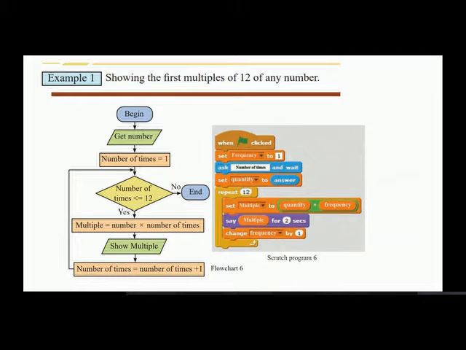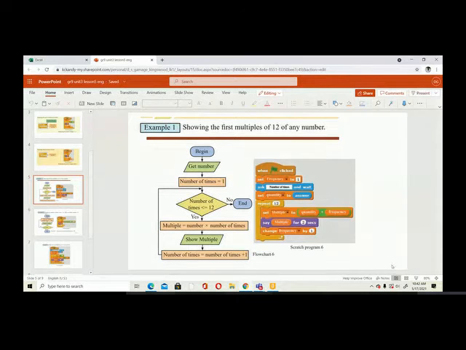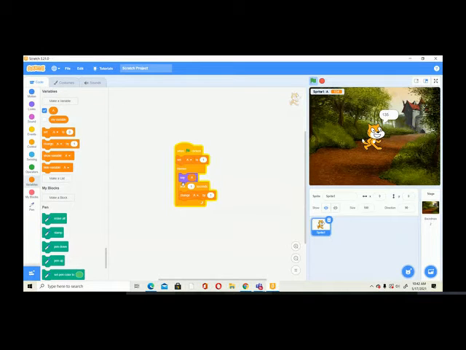So we need 1, 2, 3, 4 up to 12 number of times. That variable we need. So number variable we need and number of times variable we need. And also the answer, multiple. We need to get the answer for multiple. Okay, let's start trying out this program, then you will understand.